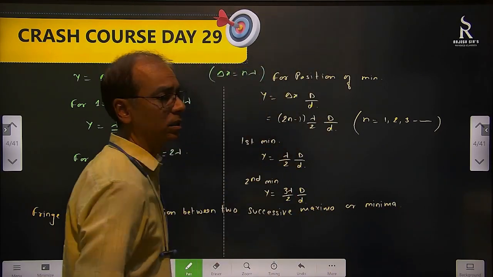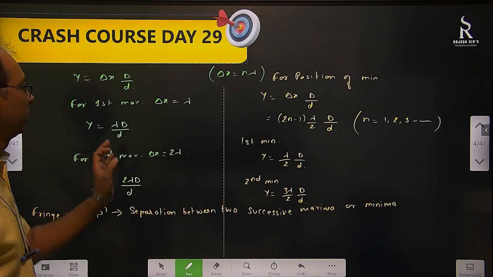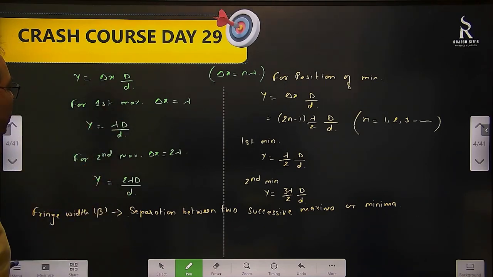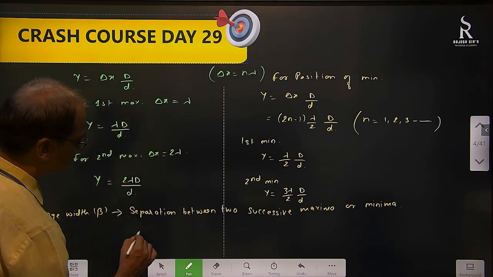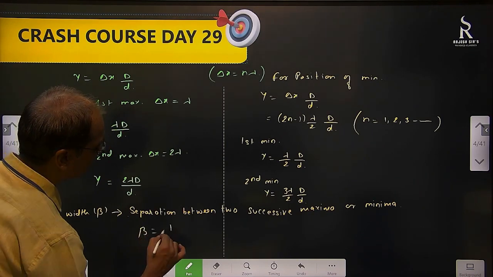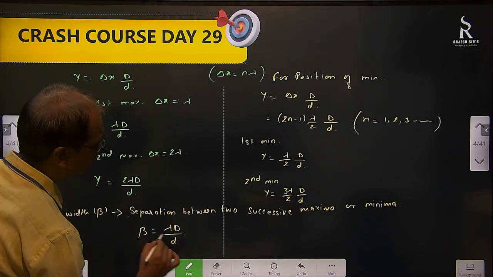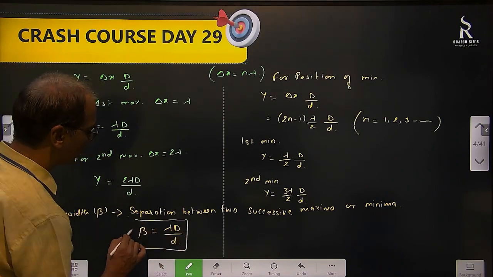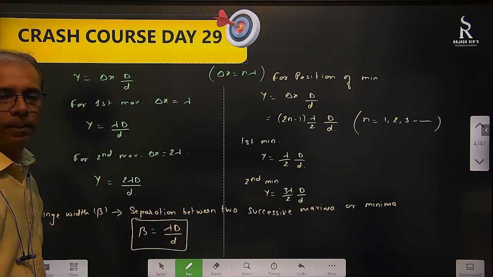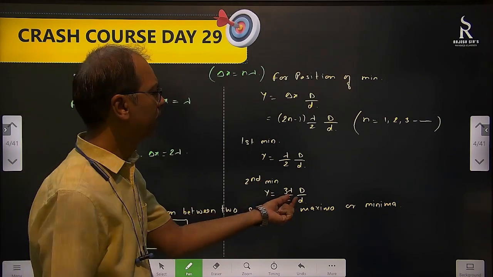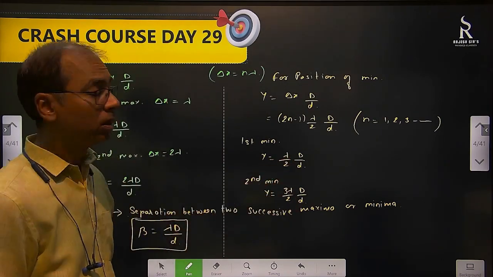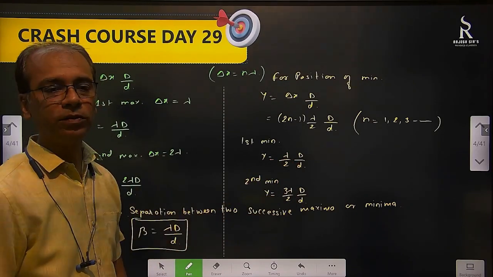So that means the separation between the first maxima and second maxima. Now what is the separation? You see, this minus this. So beta comes out to be lambda capital D by small d. Important. Same way here also, 3 lambda D by 2d minus lambda D by 2d, again lambda D by d. So this is called fringe width.